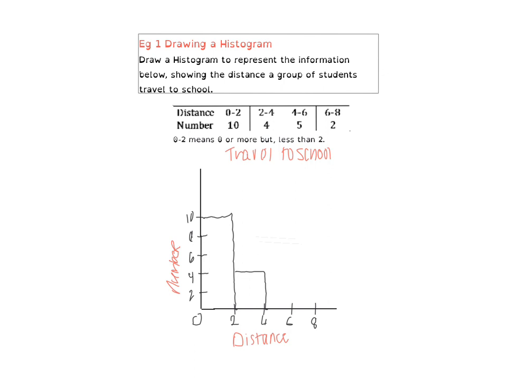Again, with your ruler, you're drawing your bar up to 4 and across, and the bars in a histogram are touching. So the next one then is from 4 to 6, and we want to go up as high as 5. So somewhere in there, halfway. And the last one, 6 to 8, so just 2 students travel between 6 to 8 kilometers to get to school. Okay, and then you can color it in if you like, but it's perfect like that.